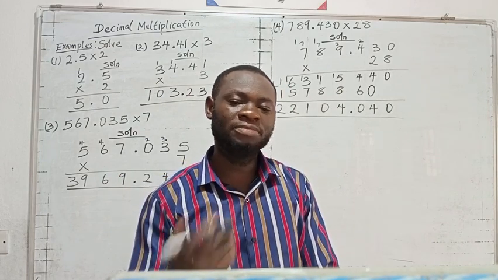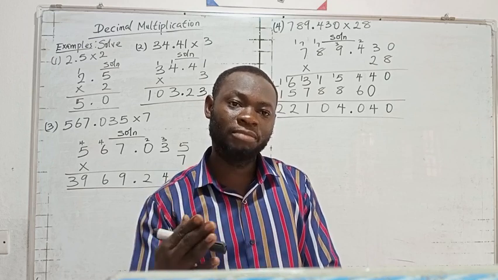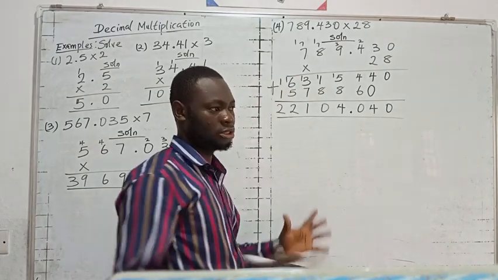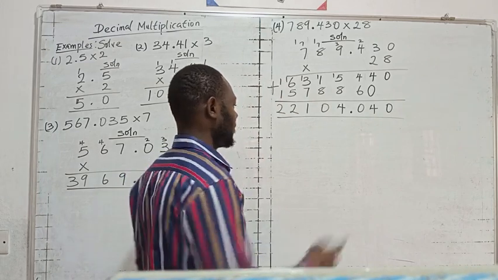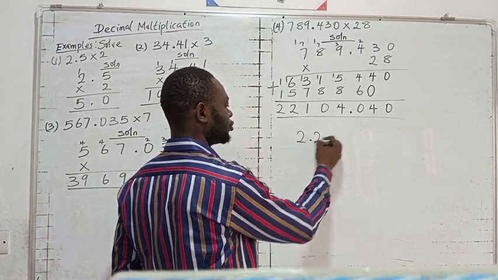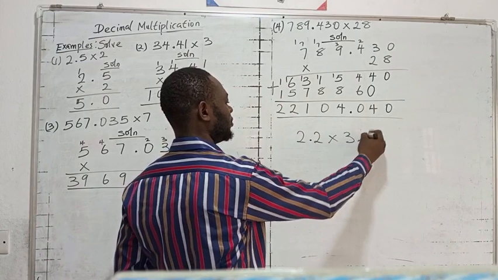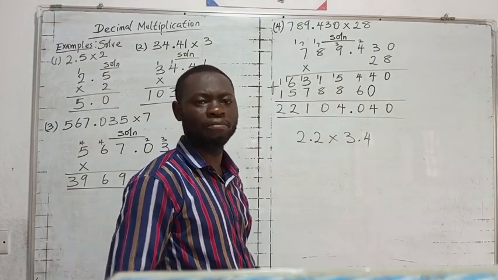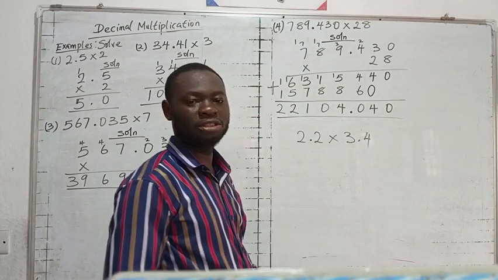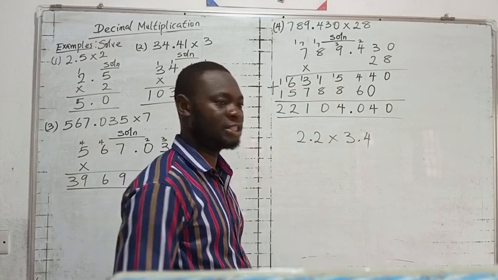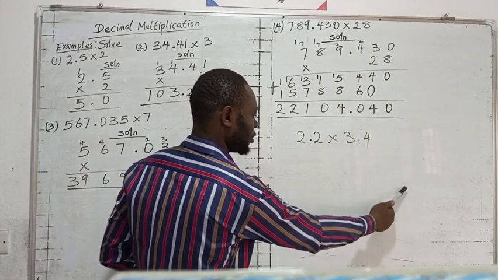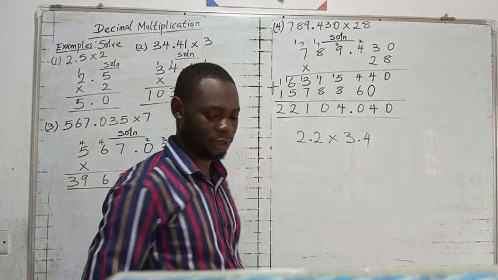There is another part of decimal numbers that is multiplying decimal numbers by decimal numbers. But I'm not going into that now so that this class will not be too long. Something like 2.2 times 3.4. When we have something like this, we still multiply them as whole numbers, then we count the number of decimal places. And the number of decimal places here is what? 1, 2. We still count 1, 2, and put our decimal point.